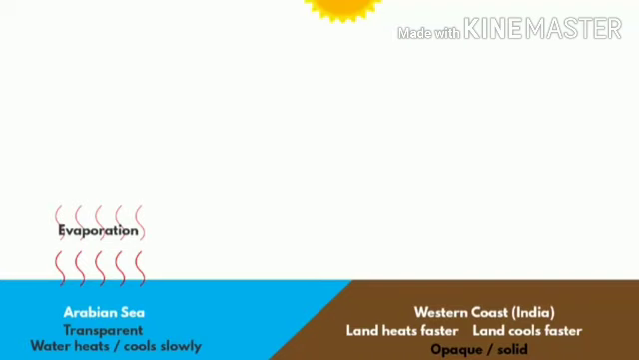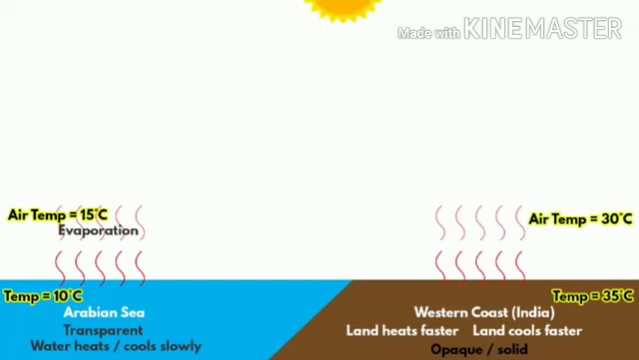Moments back I told you that land heats faster than sea. The land is also warm due to summer, but the temperature of the land is much higher compared to sea. For example's sake, let's assume the temperature of the sea is around 10 degrees Celsius and the air temperature over it is 15 degrees Celsius. Similarly, the temperature of the land is 35 degrees Celsius and the air temperature over it is 30 degrees Celsius. As you can see, the land is warmer than sea. It also makes the surrounding air warmer. That's how the air temperature over land is 30 degrees Celsius.